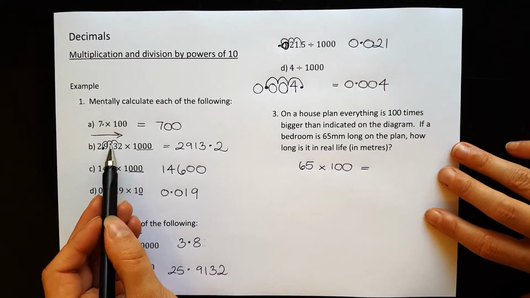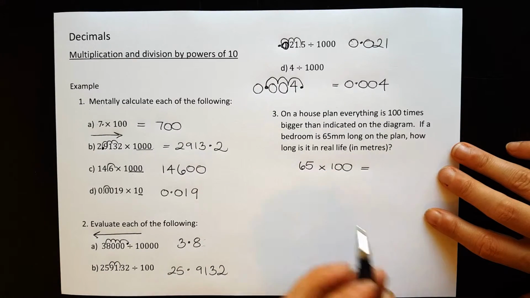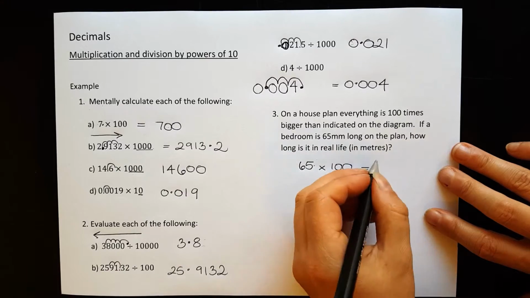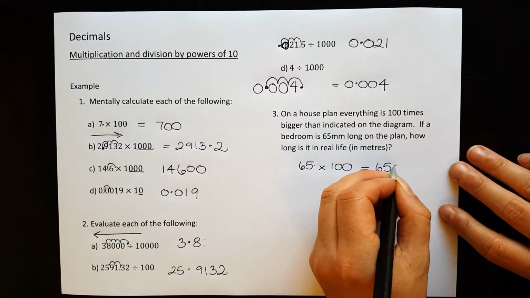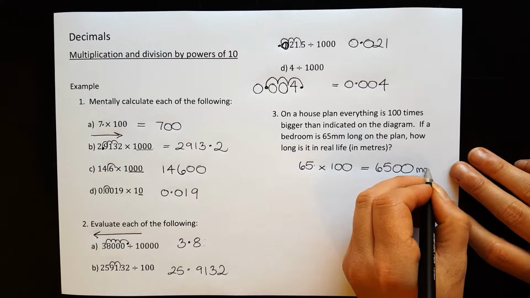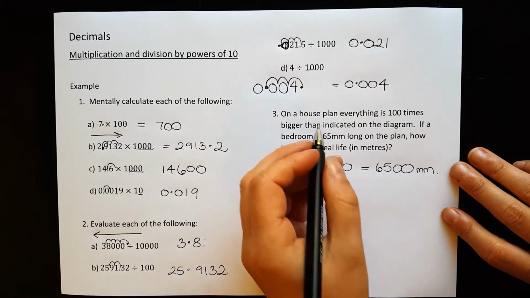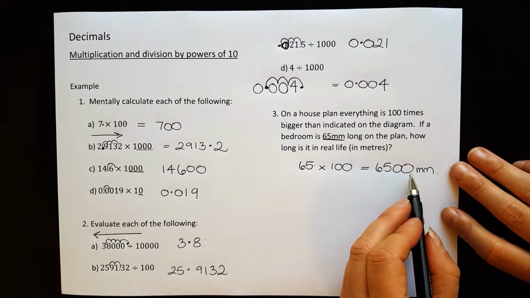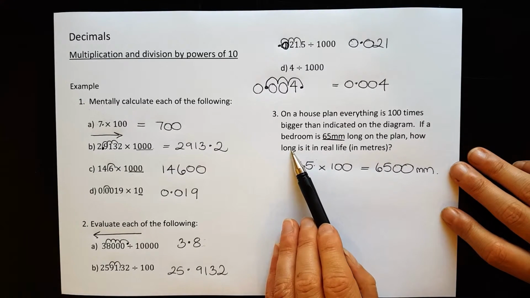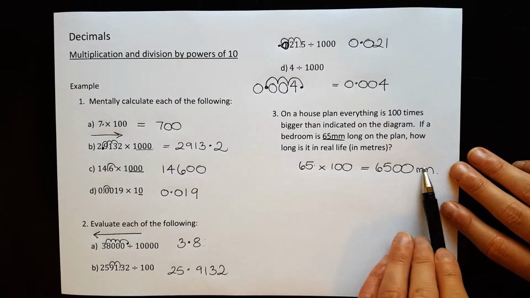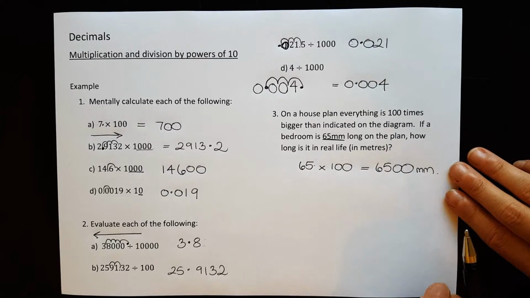Multiplying by 100, back to this one, we want to move the decimal point to the right. The decimal point would be here at the end, so I'm going to have to be adding on zeros. So it would be 6500. But that's not the answer because that would be in millimeters. Okay, because this measurement was in millimeters, my answer will be in millimeters. But the question actually says, how long is it in meters? So now I need to convert from millimeters into meters.